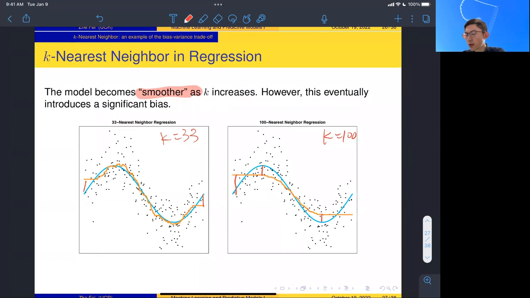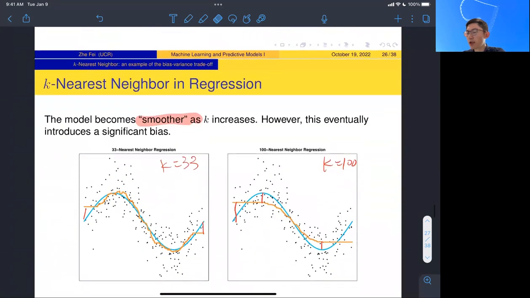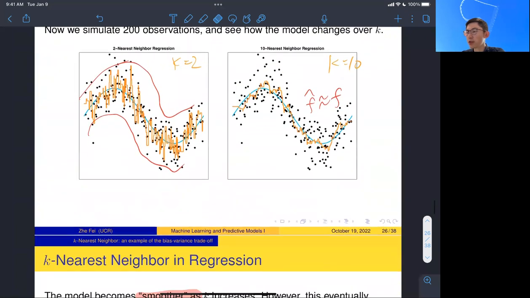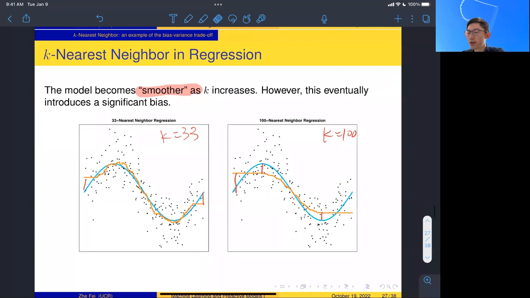But for the middle range x values, the k equal to 33 case performs quite well. We could also compare k equal to 33 versus k equal to 10, and we see that this case is smoother, the smoother f hat.